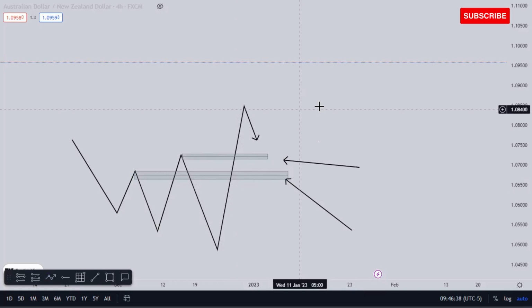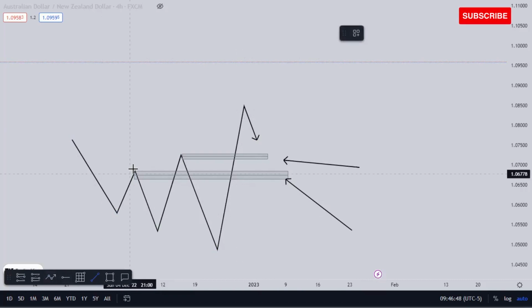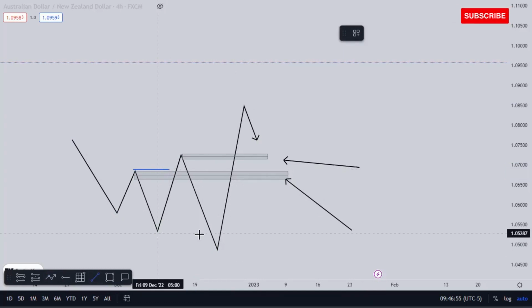But even the fib will not give you accurate results, guys. The reason why we're taking this high here is because this high swept this previous high. You understand? It cleared liquidity there, cleared liquidity to the downside as well.